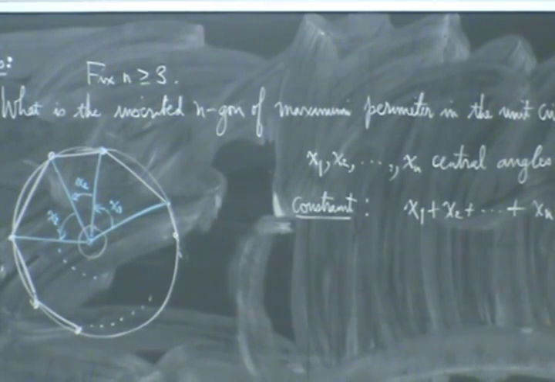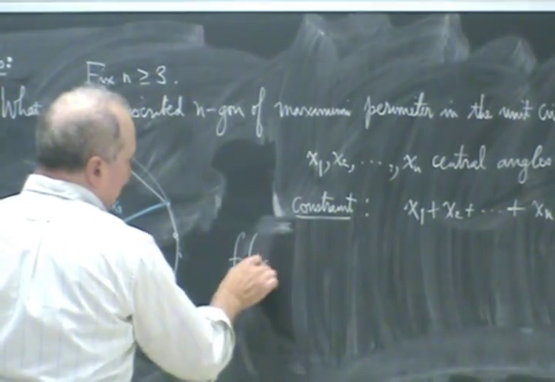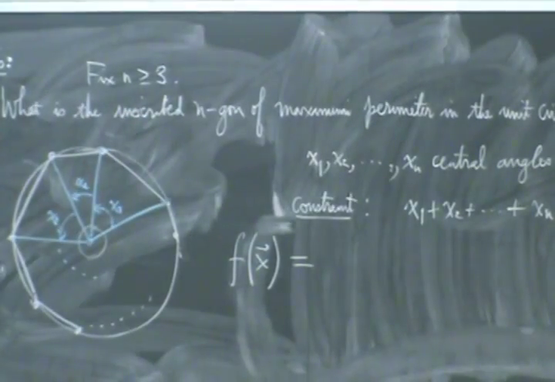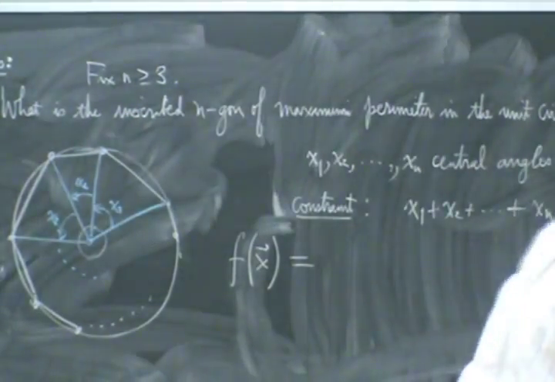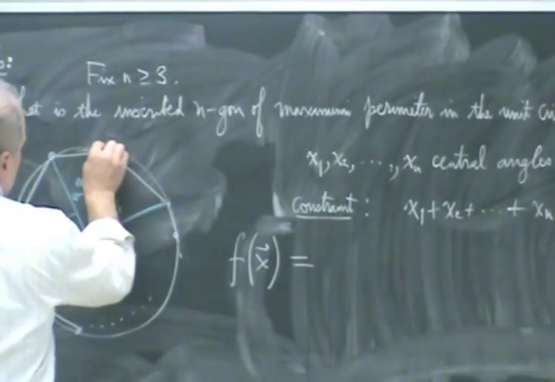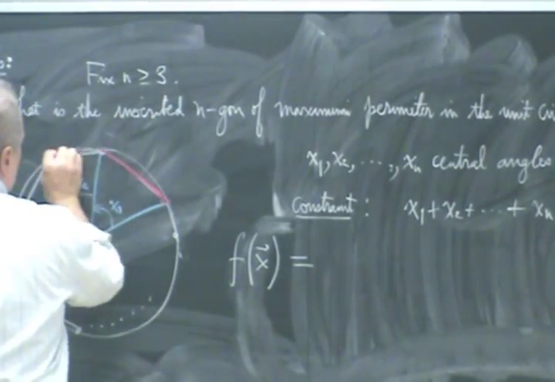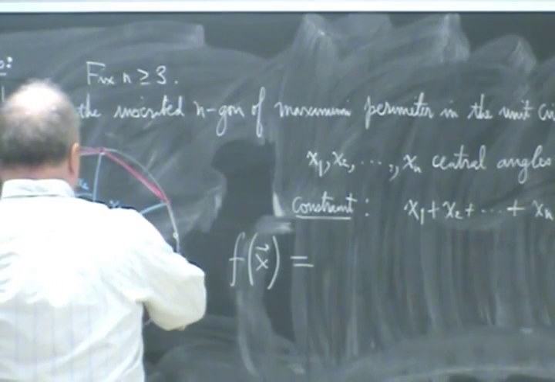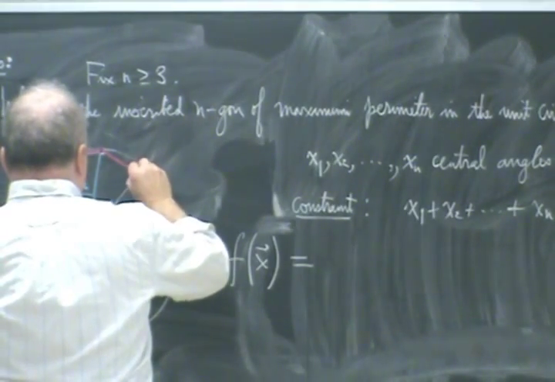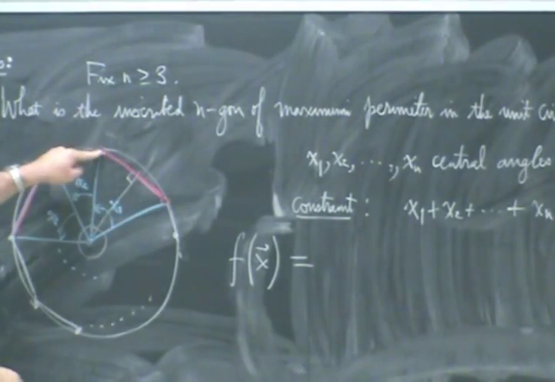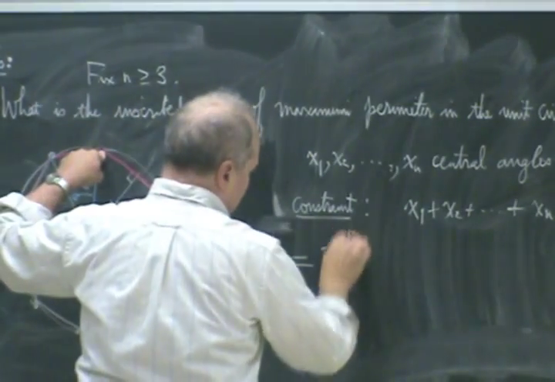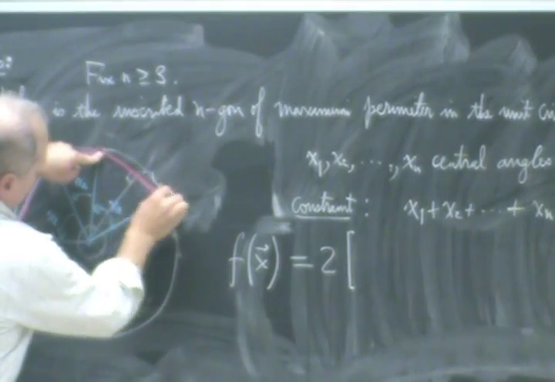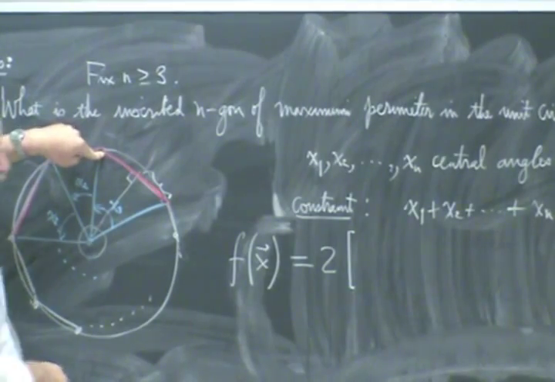Okay. What's the function of these angles? I want to do perimeter. Well, we did this last week, and you did area for homework, right? Yeah. But I did perimeter in class. So remember what we did? We split the angle down the middle, and we said this length is twice sine of half the angle.